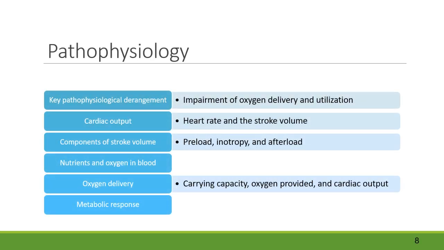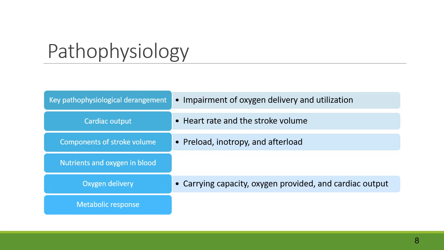Let's talk about the pathophysiology of shock. There are some key pathophysiologic things going on. Two key pathophysiologic things that go wrong are impairment of oxygen delivery and utilization of oxygen by the cells. Two things that contribute to that are cardiac output. Without cardiac output, oxygen can't be effectively delivered to body tissues.